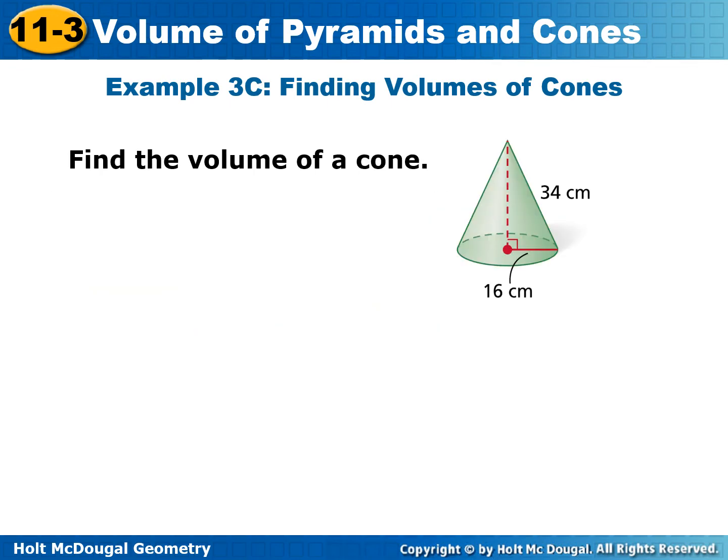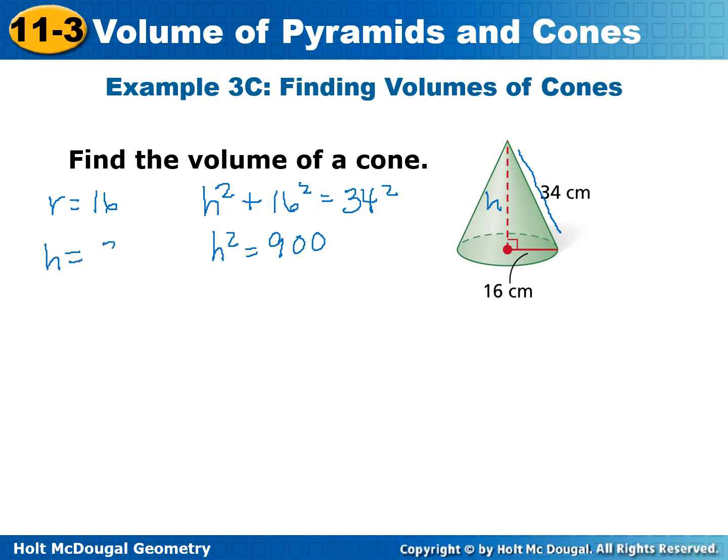On this cone, they gave us the radius, but they didn't give us the height. So we know the radius is 16, but the height is this length right here. They gave us this slant height of 34. But notice that this creates a right triangle, so we can use the Pythagorean theorem to find the height. It would be the height squared plus 16 squared is equal to 34 squared. So 34 squared minus 16 squared is going to be 900. And so if you take the square root of each side, the height is going to be 30.